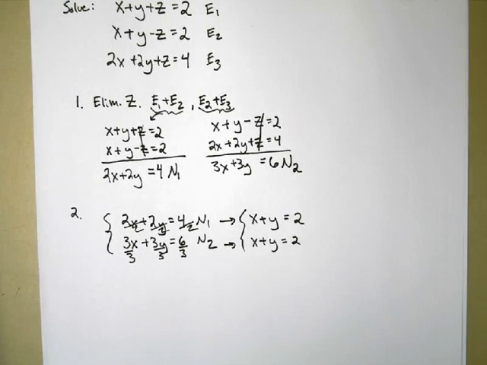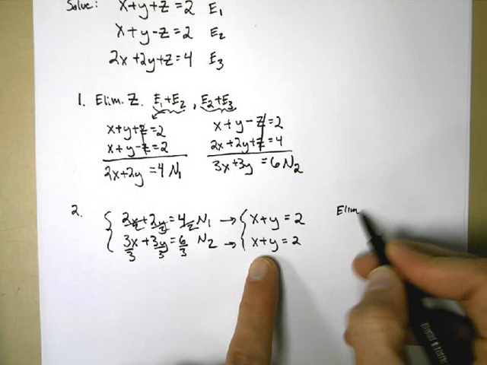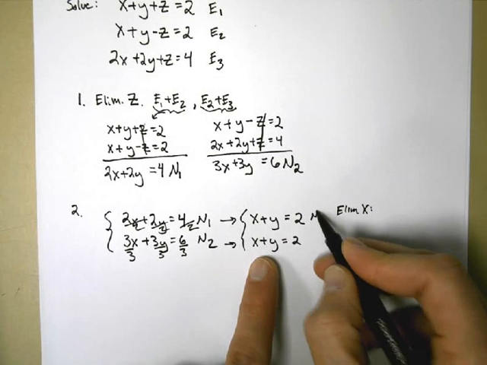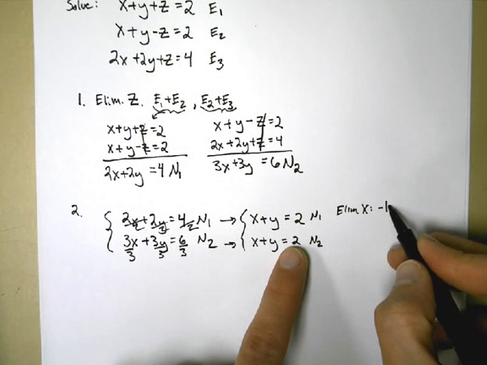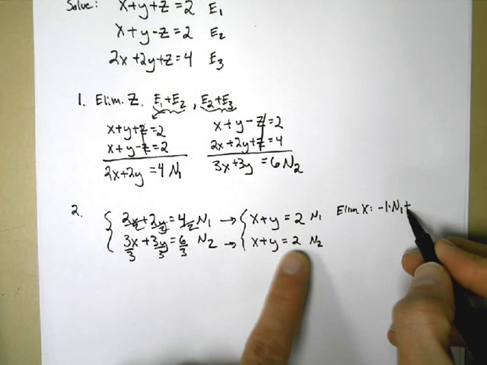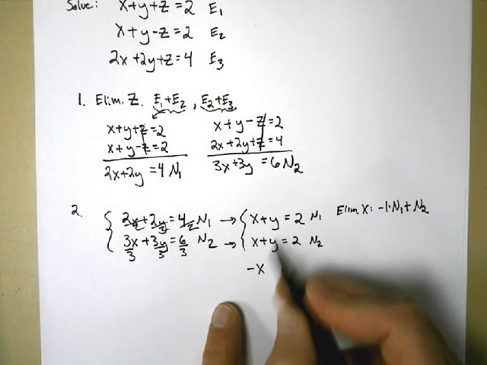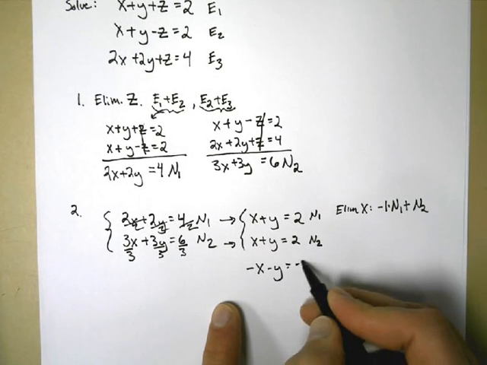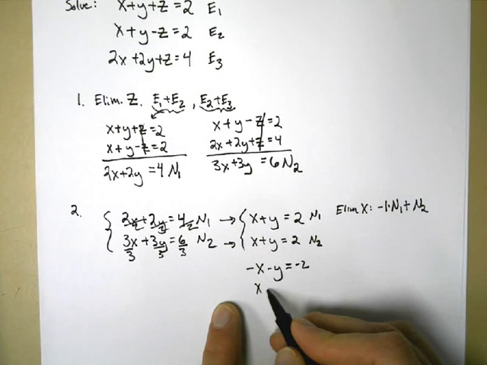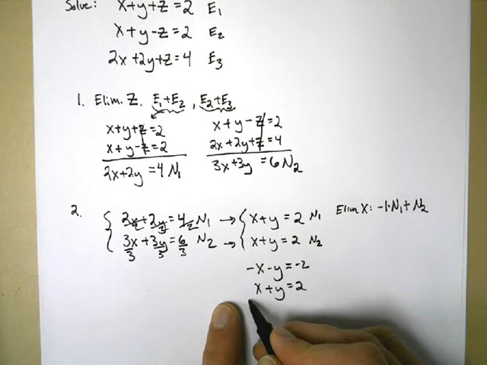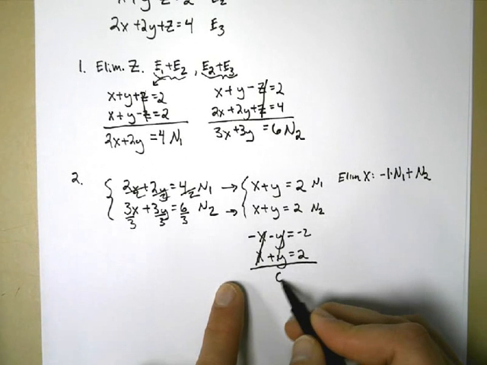Let's just say we didn't notice that they were the same, and we chose to eliminate x. Let's call these still new equation 1 and new equation 2. I would eliminate x by doing negative 1 times the top equation and adding that to the bottom equation. If I do that, I'd get negative x minus y equals negative 2 for the top equation. The bottom equation, I'd get x plus y equals 2. When you add these up, x's cancel, y's cancel, and I get 0 equals 0.